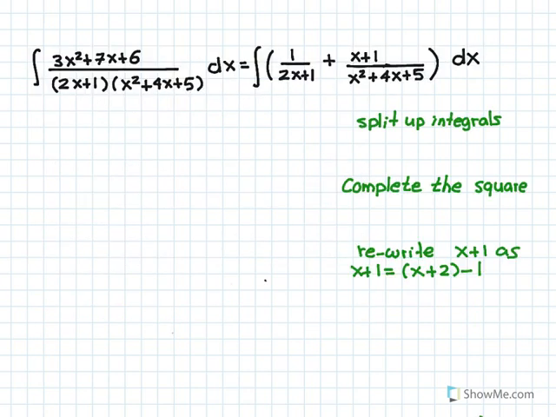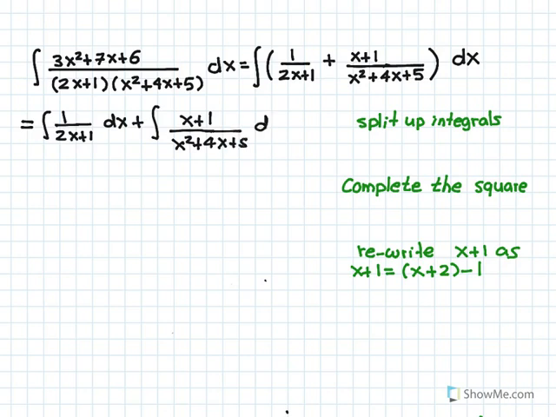We now have to integrate. So we have the integral of 3x squared plus 7x plus 6 divided by 2x plus 1 times x squared plus 4x plus 5, integrated with respect to x, and we apply the partial fraction decomposition to get the integral of 1 over 2x plus 1, plus x plus 1 divided by x squared plus 4x plus 5. Let's split up the integrals and integrate term by term. So we have the integral of 1 over 2x plus 1 dx plus the integral of x plus 1 divided by x squared plus 4x plus 5 dx.